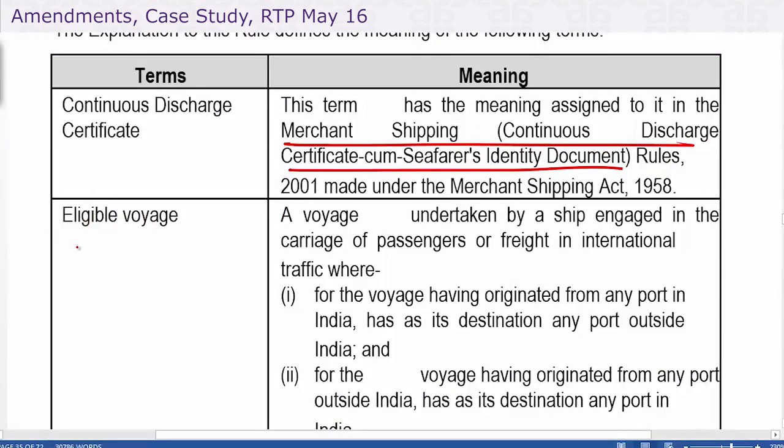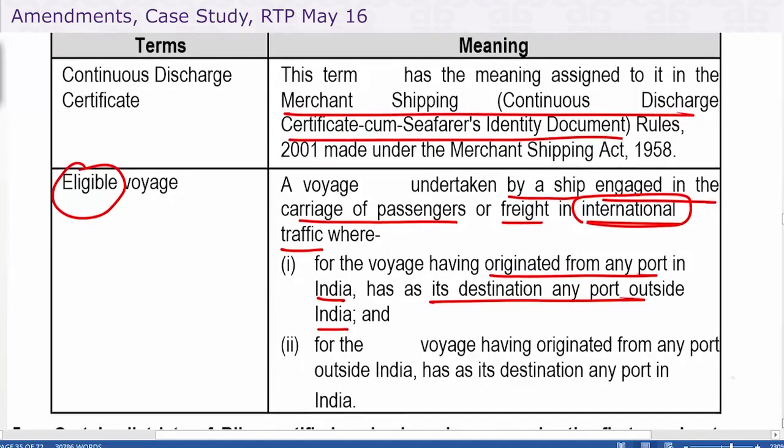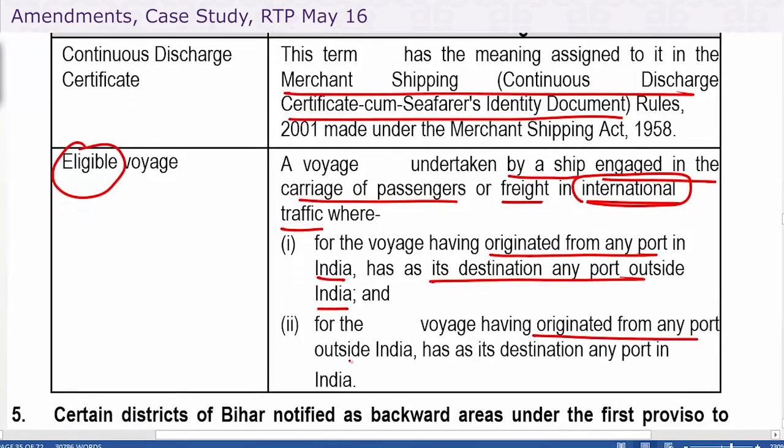Eligible voyage. He says a voyage undertaken by a ship engaged in carrying of passengers or freight in international traffic. So that is very clear. There has to be international traffic. For the voyage having originated from any port in India and has a destination outside India. Or the voyage having originated from any port outside India has as its destination any port in India.